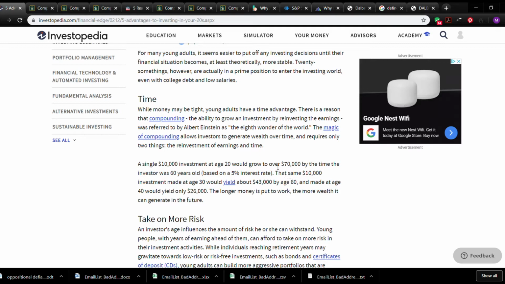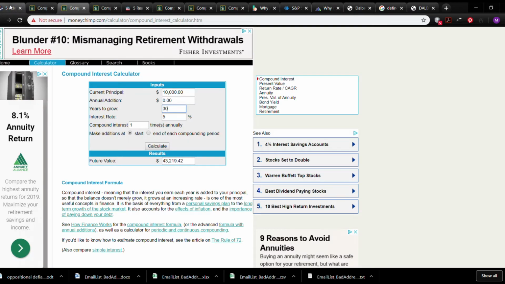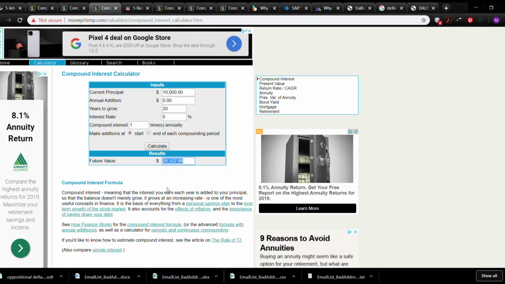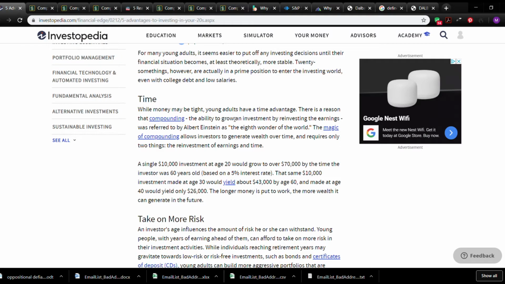Now, the comment that they make then is that same $10,000 invested at age 30 instead would yield only $43,000 by age 60. And now it's $43,219. And again, that's the case. And finally, at age 40, making a $10,000 investment would yield only $26,000. You end up with $26,532.98. But here's the point. This is, once again, assuming a 5% annual rate of return every single year. 5%.